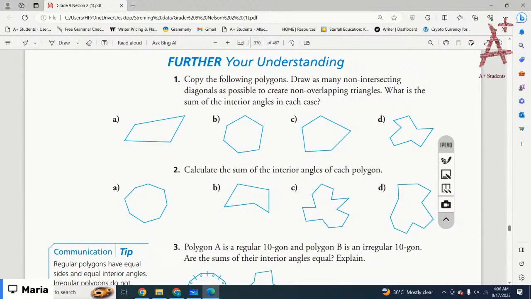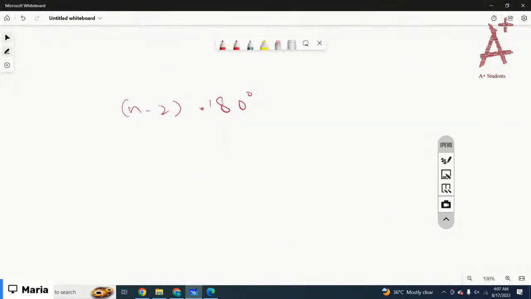Calculate the sum of interior angles of each polygon. Let's start with question number 2. A, let's calculate the vertices: 1, 2, 3, 4, 5, 6, 7, 8. Eight vertices in question 2A, right? Let's see how we calculate the sum of angles. You have to use this formula. You are given n is 8, an 8-sided polygon. So it would be 8 minus 2 times 180 degrees. 8 minus 2 is 6, so you have to do 6 times 180, and 6 times 180 is 1080, right?